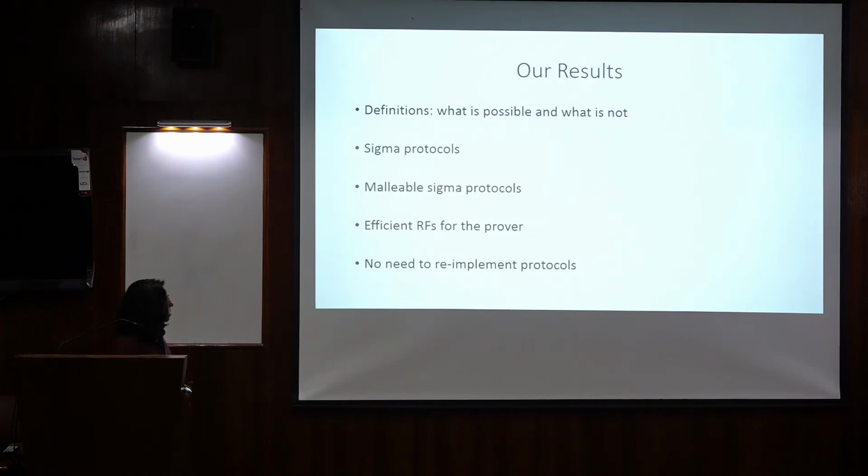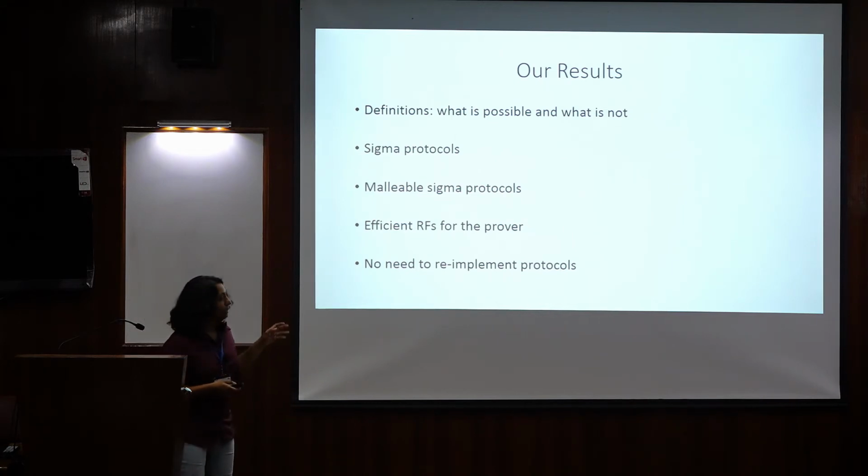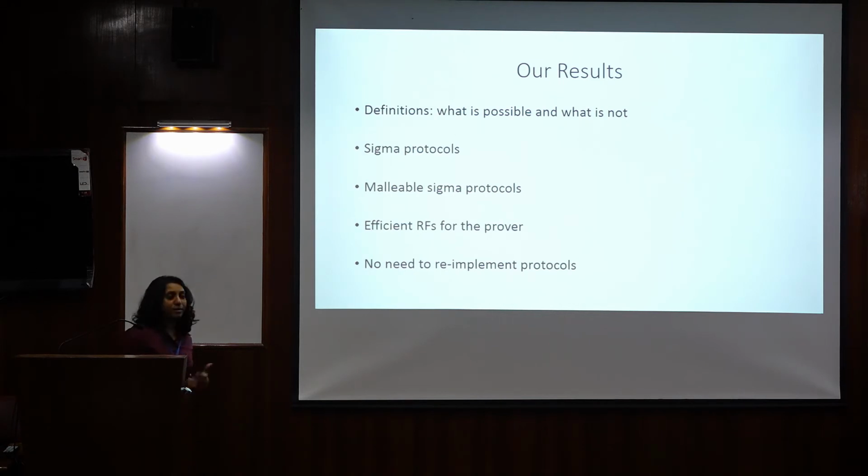So in this work, just to summarize it in one slide, we define what is possible and what is not for interactive proofs in this model where the implementation can be corrupt. And we show positive results for a wide class of protocols that we call malleable sigma protocols. And we construct efficient reverse firewalls for the prover in a very transparent way, so we don't have to actually re-implement any protocol. I'm going to stop here.